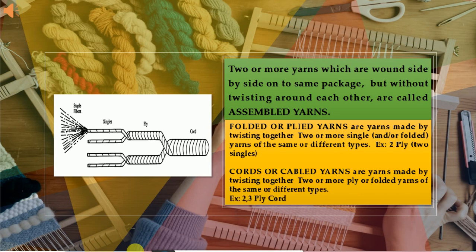Two or more yarns which are wound side by side on the same package, but without twisting around each other, are called assembled yarns. Folded or plied yarns are yarns made by twisting together two or more single and/or folded yarns of the same or different types. Two-ply, two singles, cords or cable yarns are yarns made by twisting together two or more ply or folded yarns of the same or different types. 2-3-ply cord.